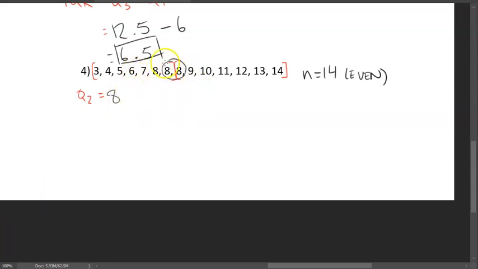Q1. Now Q1, remember we include 8 on the left hand side and on the right hand side. We've got 1, 2, 3, 4, 5, 6, 7. This is an odd amount, so we're just extracting one number from that middle. And 1, 2, 3, 4, 5, 6, 7, we're just extracting one number from that middle.